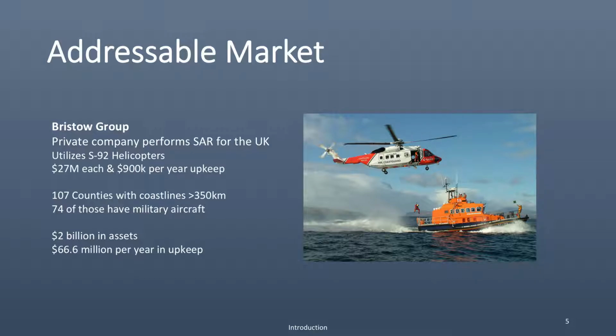Given the S-92 numbers of a $27 million aircraft and $900,000 a year upkeep, this would come out to approximately $2 billion in assets and $66.6 million per year in upkeep, assuming each of these 74 countries has at least one aircraft for search and rescue.